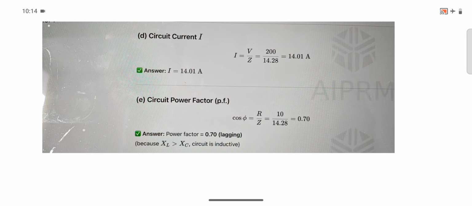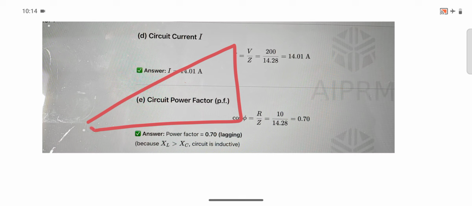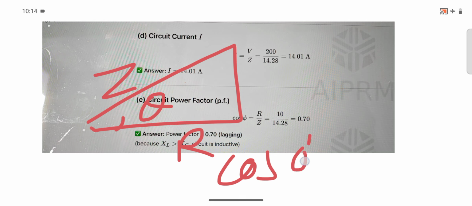Okay. Next we have to calculate the circuit power factor. Power factor is simply R by Z. So you can apply this formula here: cos phi is equal to R by Z.